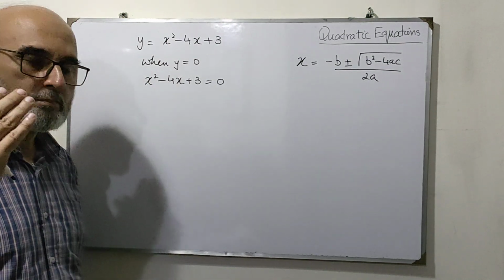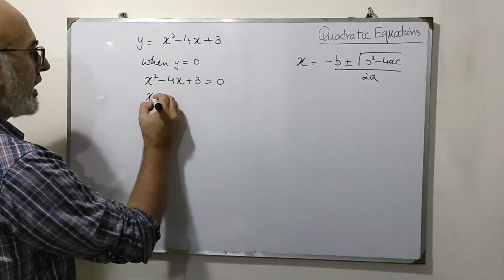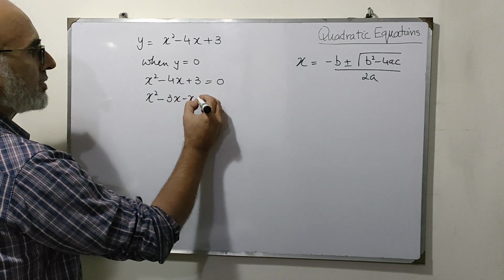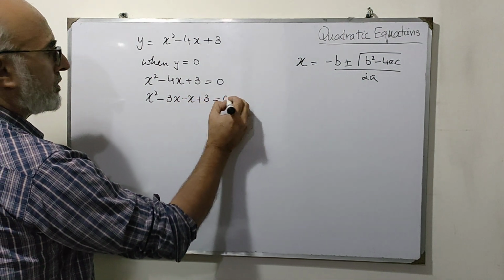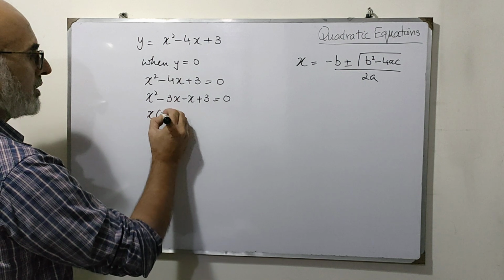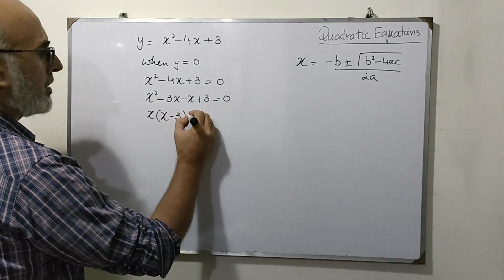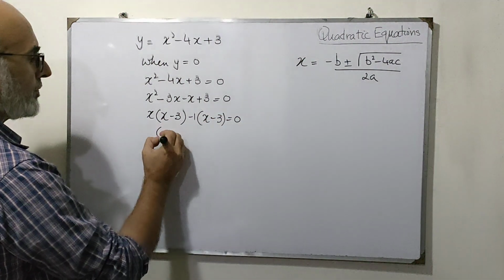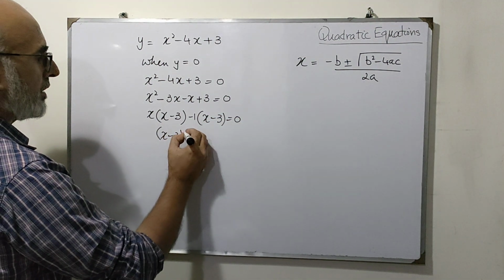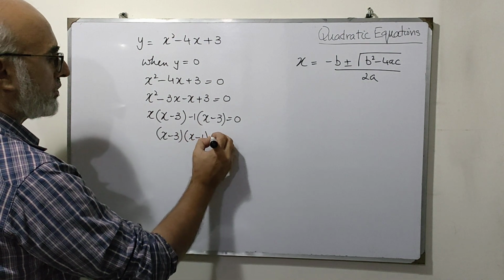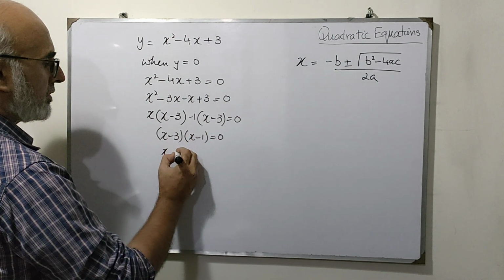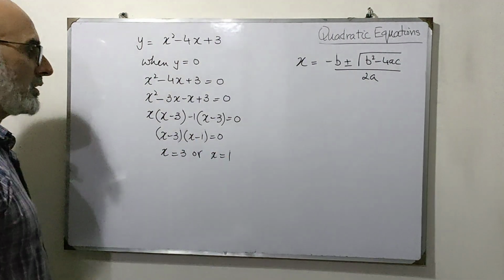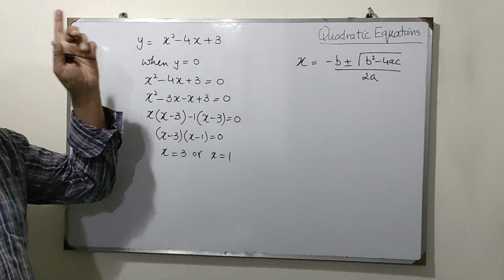Okay, so x square minus 3x minus x plus 3 is equal to 0, and x minus 3 into x minus 1 is equal to 0. So x minus 3 into x minus 1 is equal to 0. Now x is equal to 3 or x is equal to 1. So these are the two values for x when y is equal to 0.